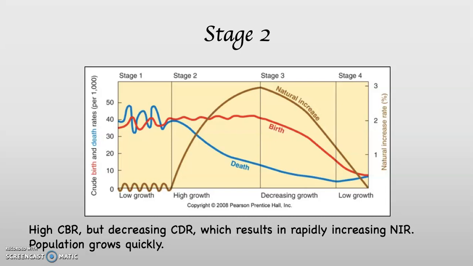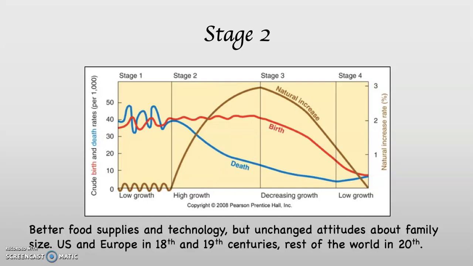With stage 2, we enter a stage where there's high crude birth rates, but decreasing crude death rates. This results in rapidly increasing natural increase rates because there's more people who are being born than are dying, because the deaths are beginning to tail off. And because of this, population begins to grow quickly. You can see, I just pointed this out with the arrows. You can see crude death rate is coming down, crude birth rate is remaining high, and natural increase rate is going up rapidly. What causes this?